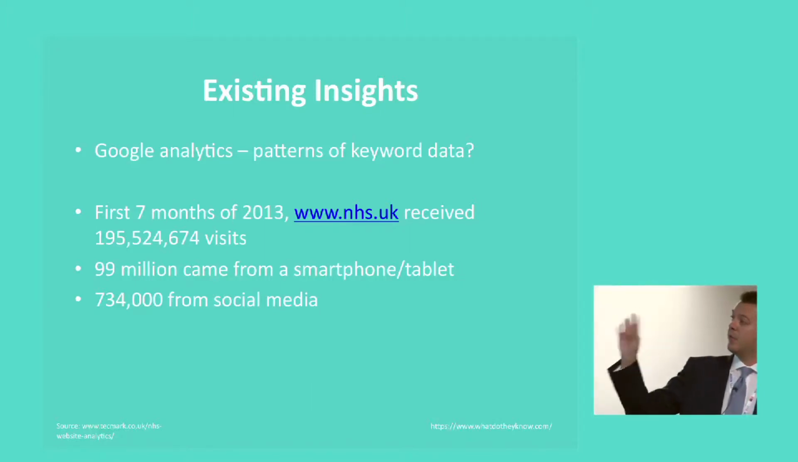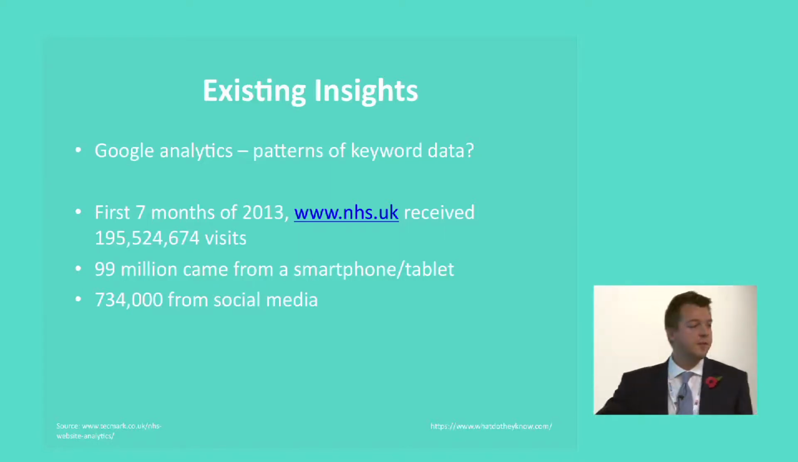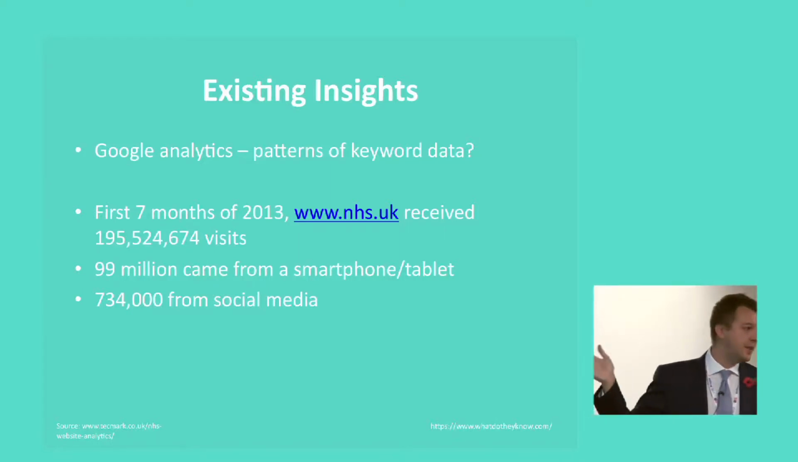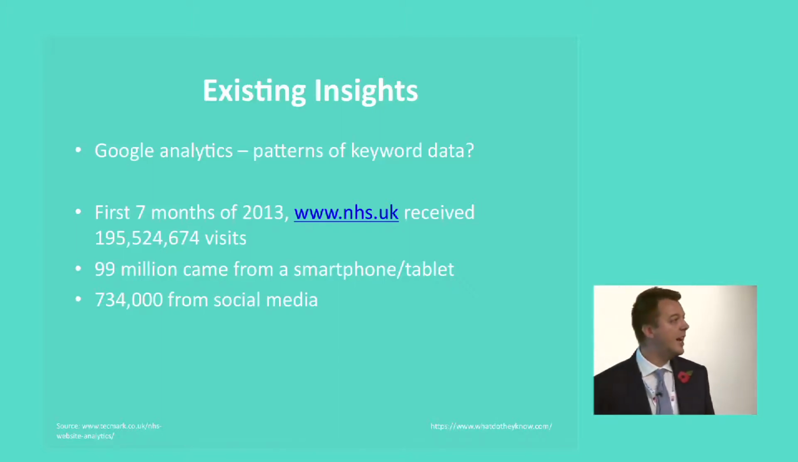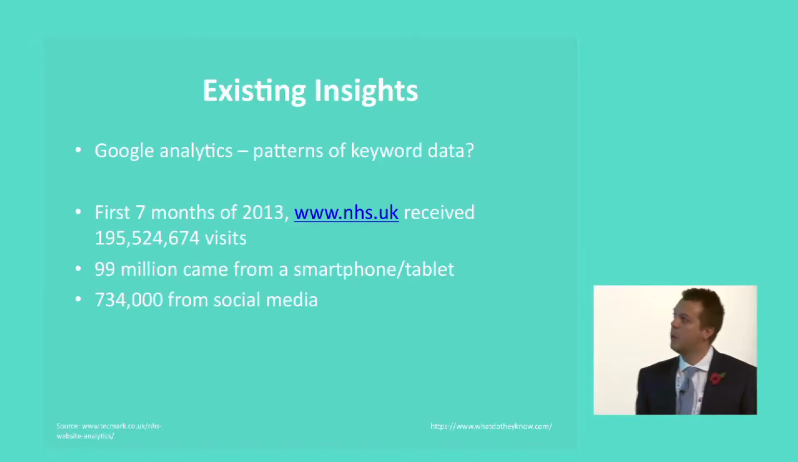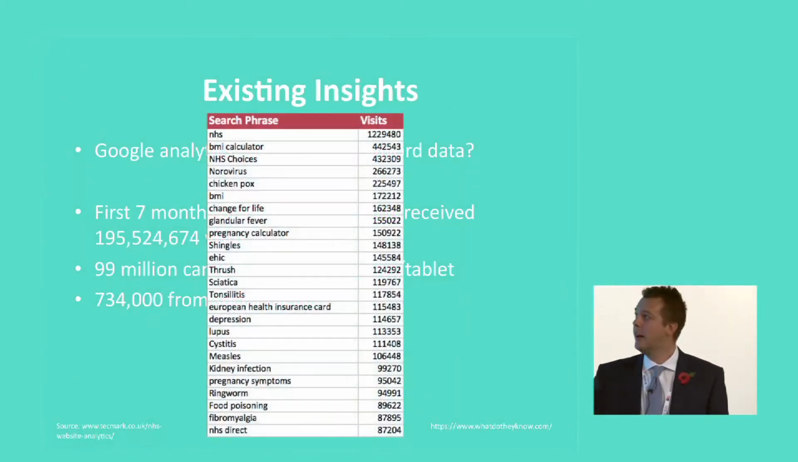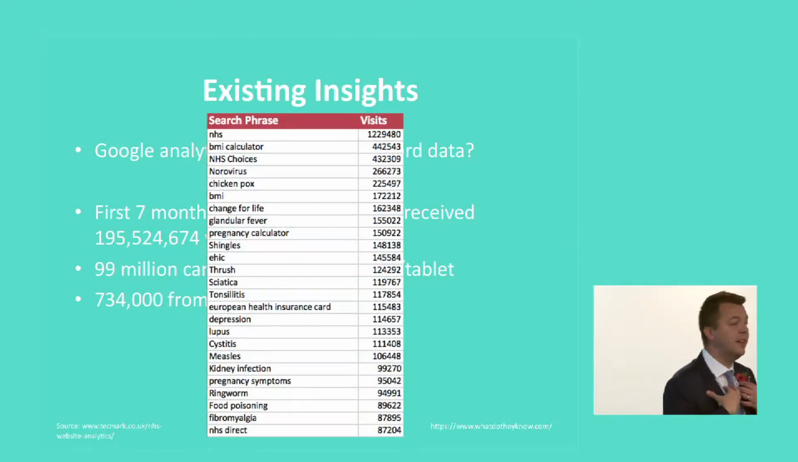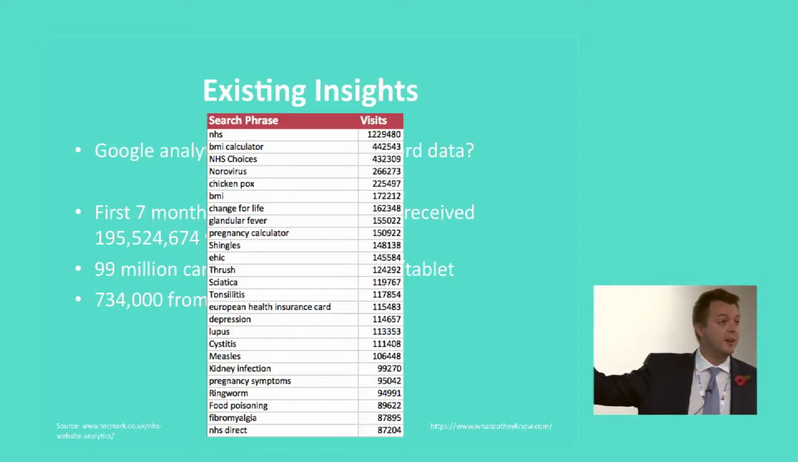This bit of research we pulled out was for the NHS.UK website. The first 7 months of this year, there's 195 million visits to the site. That's pretty expected. 99 million came from a smartphone. Okay, they're very high level figures. But then when you look at more granular detail, you look at the top referring keywords to the website. And if I'm starting a campaign, are some of those keywords actually referring traffic to my website?